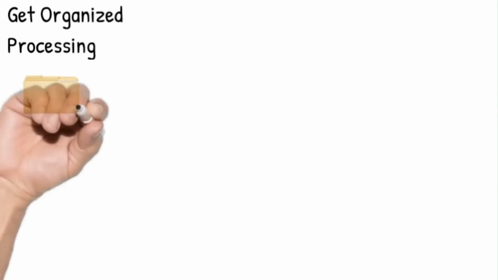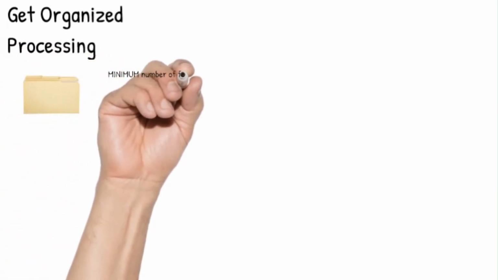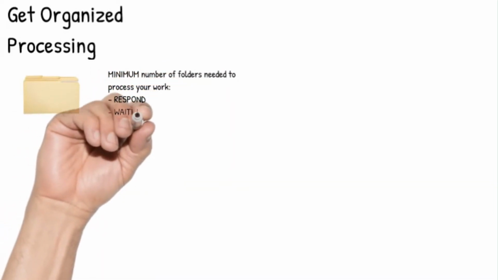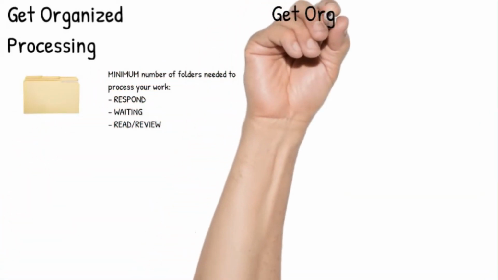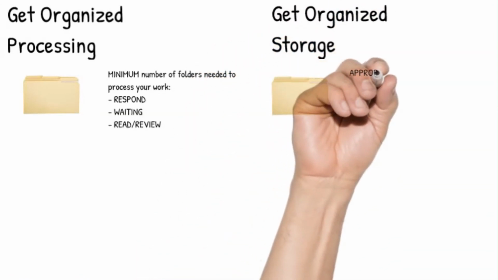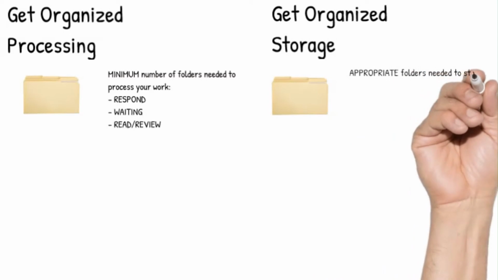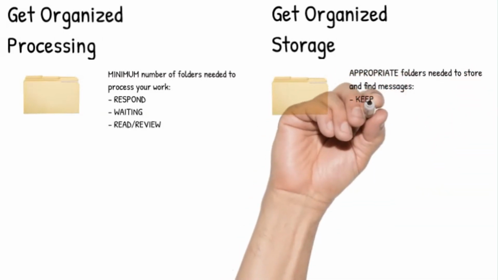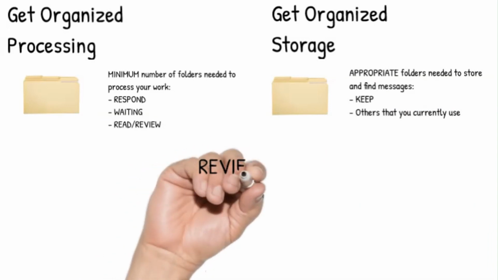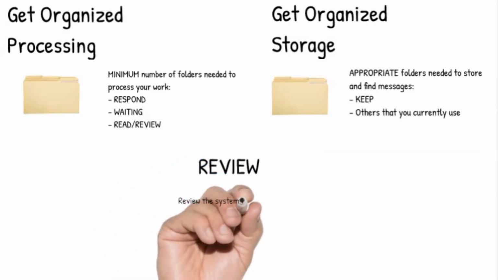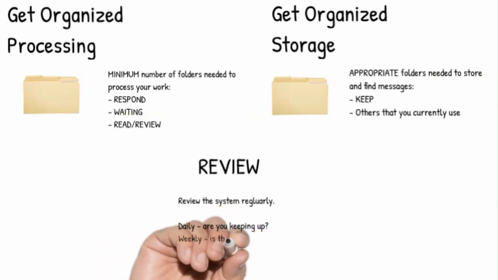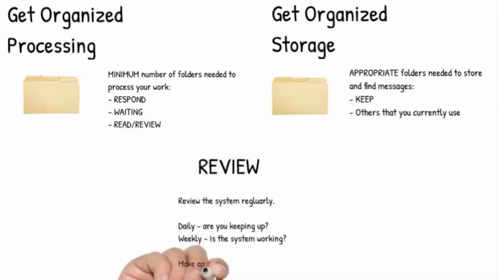So to recap, we've covered the getting organized processing component where you're keeping the minimum number of folders you need to process your work. These are temporary holding places for things before you decide if you need to keep them or delete them. For storage, you're keeping the appropriate number of folders that you need, including a keep folder and any other folders that are working for you.